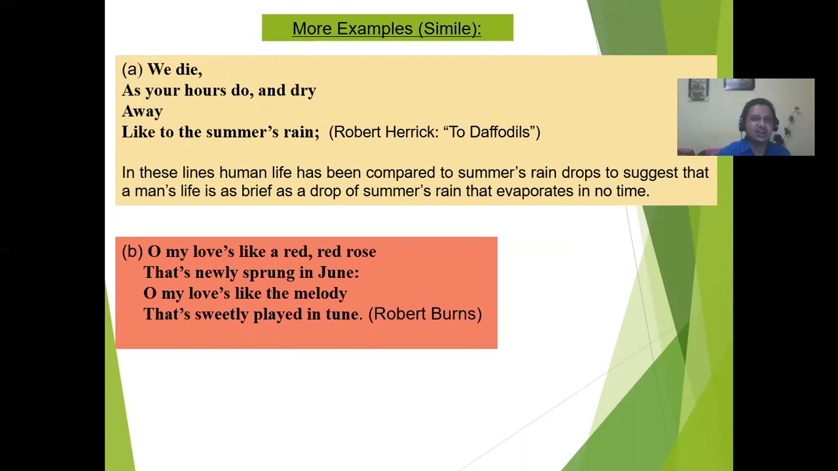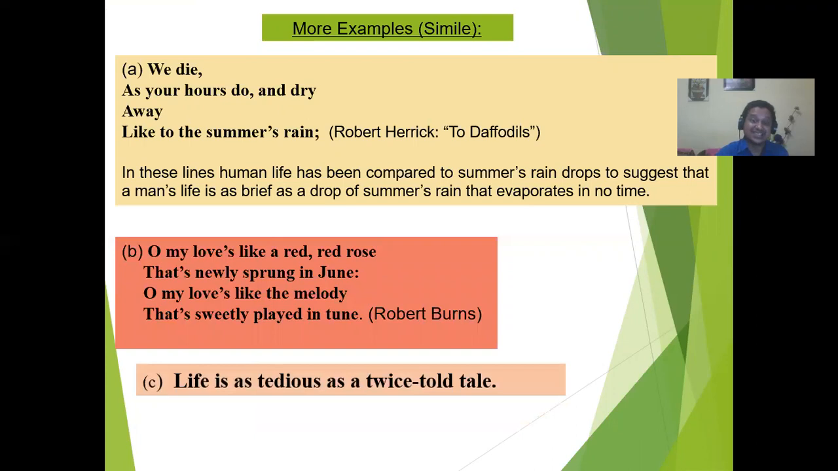So here the writer has used the words of comparison. As you see in the first line, "O my love's like a red rose." Love has been compared with a red rose, and the word of comparison "like" has been used. And in the third line you see, "O my love's like the melody." Love has been compared to melody, and the word of comparison "like" has been used. So it's a fantastic example of a simile. "Life is as tedious as a twice-told tale." Here life has been compared to a twice-told tale, which is boring.